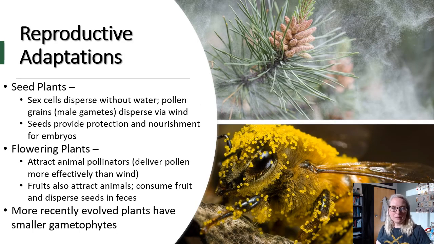Some reproductive adaptations that you have to see when plants move from water to land is seeds. So a seed, which we can take for granted, is an adaptation for plants moving onto land. So our reproductive gametes, the pollen, we can see a whole bunch of pollen here with this cone plant releasing its pollen, and then a nice close-up of one of our pollinators.